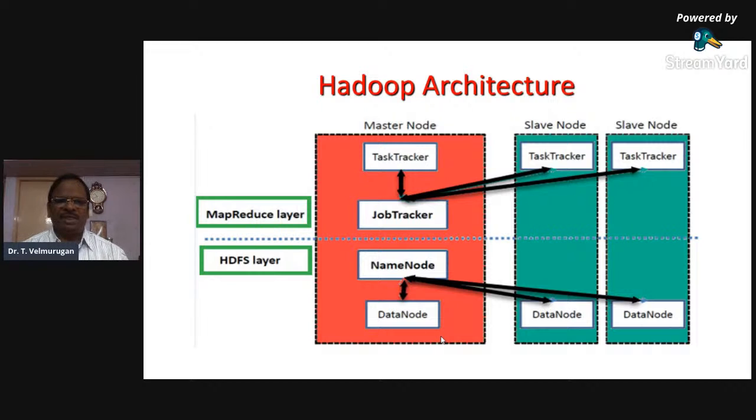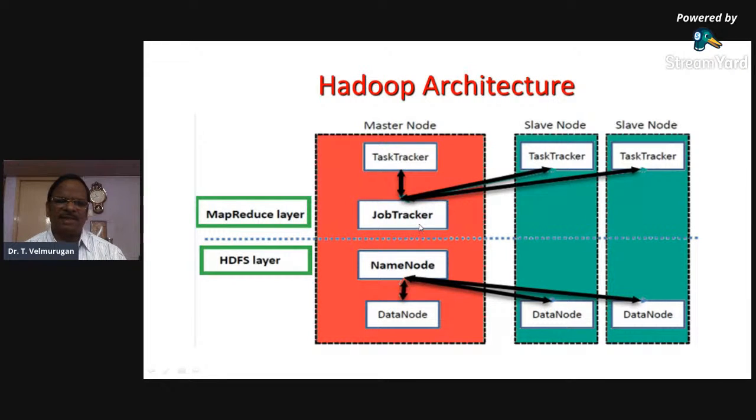Hadoop architecture has two modules. One is the MapReduce layer and the other is the HDFS layer. There are two layers in the Hadoop architecture, as already told: the MapReduce layer and the HDFS layer. In the MapReduce layer, there are two kinds of nodes available. One is the master node and another is the slave node. In the master node, job tracker and task tracker are available. What is the work of the job tracker and the task tracker?